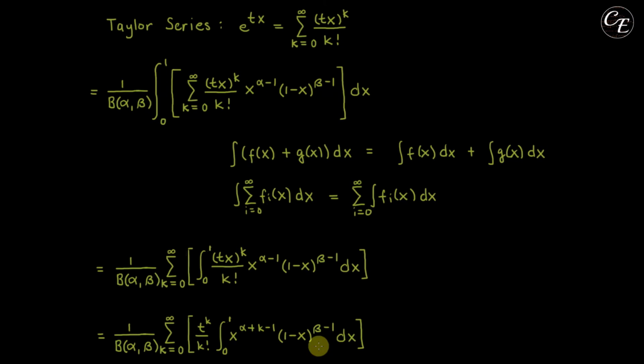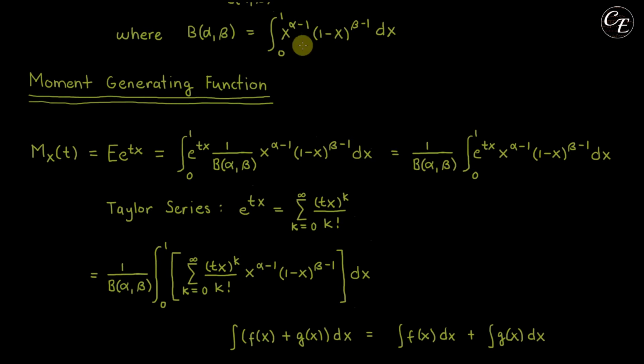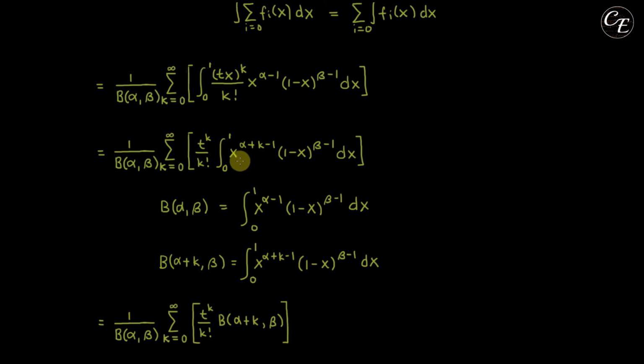Now this integral expression here, the integral of x raised to alpha plus k minus 1 times 1 minus x raised to beta minus 1 dx from 0 to 1, is somewhat similar to our beta function, which is this one. So let us rewrite this one below, which is this one. Now if we make this alpha to be alpha plus k, which is this one, then they are now the same. But also we need to replace this alpha by alpha plus k also. So this integral expression is big beta of alpha plus k, beta. So we can put this instead of this integral expression.